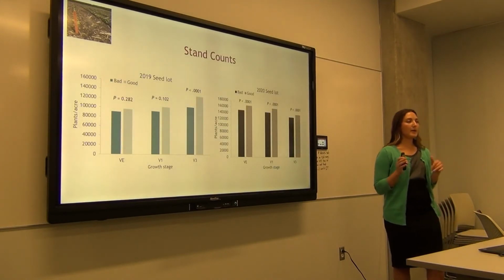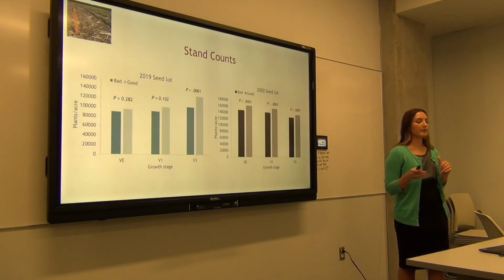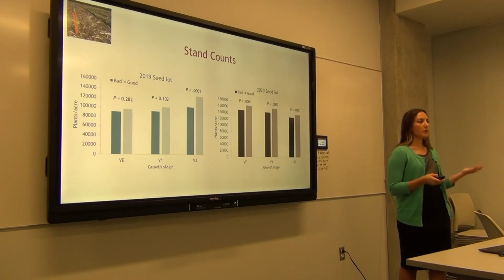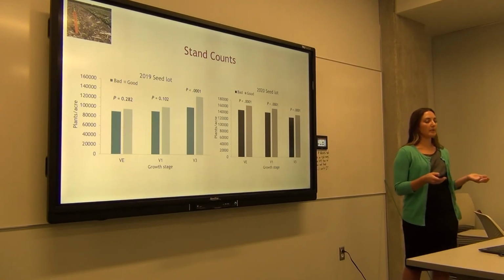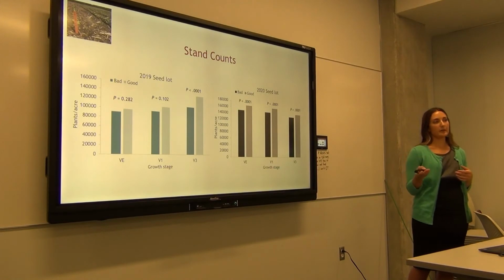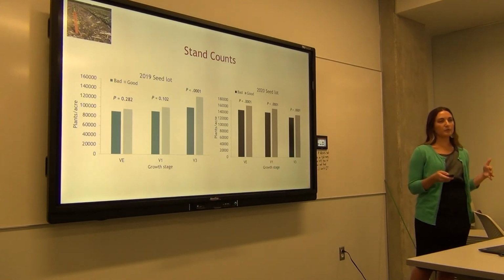And I'm not going to show you the effect of seeding rate, but it did follow the trend where the lowest seeding rate resulted in the lowest plant population, and the greatest seeding rate resulted in the greatest plant population. And that was true for all of the growth stages in both years.